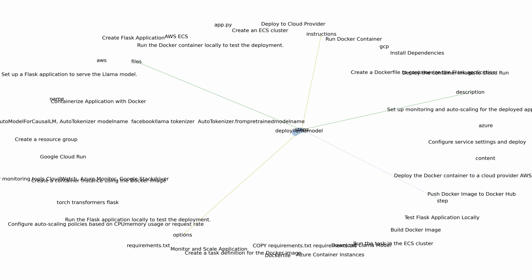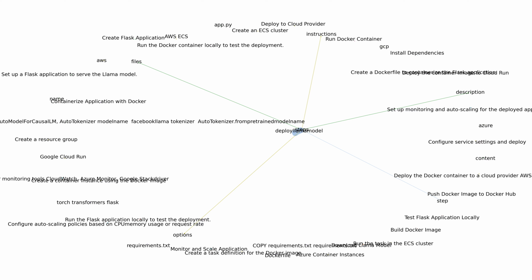Step: Download Llama model. Description: Download the pre-trained Llama model from the Hugging Face Model Hub or other sources. This involves using the Transformers library to fetch the model and tokenizer.